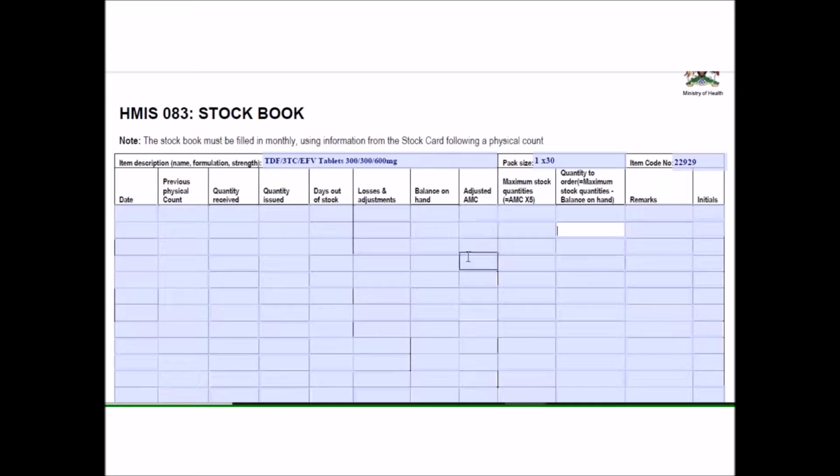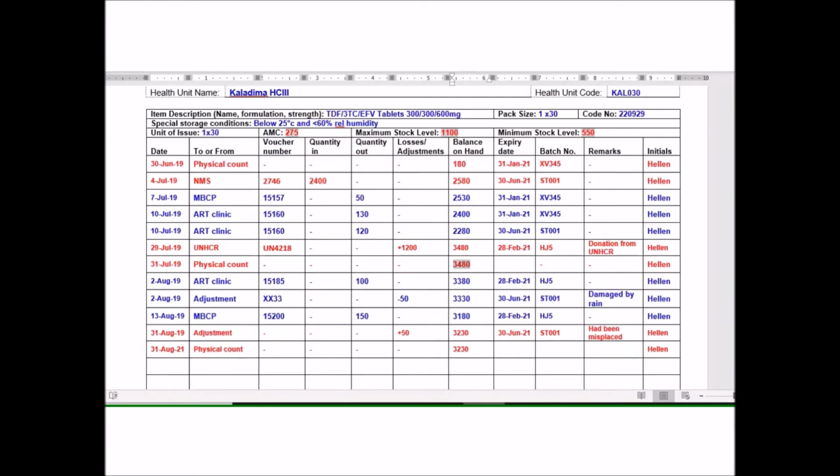So we look at our stock card that we fill here, and this stock card has entries for 2 months. We have entries for July, because June here was the beginning opening balance, end of June was our beginning opening balance, and then we have closing balance for August. Our card has 2 months. We can summarize these 2 months on a stock book.